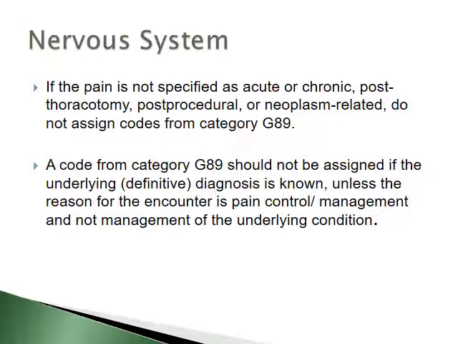If the pain is not specified as acute or chronic, post-thoracotomy, post-procedural, or neoplasm-related, do not assign codes from category G89. A code from category G89 should not be assigned if the underlying definite diagnosis is known, unless the reason for the encounter is pain control management and not management of the underlying condition.